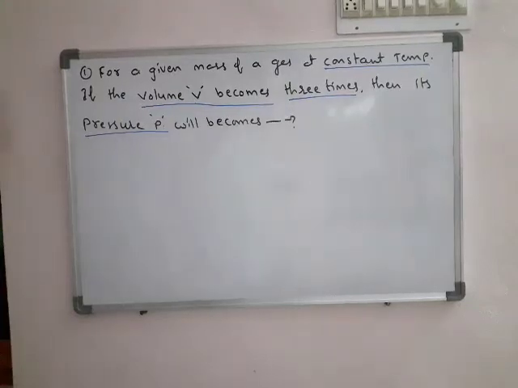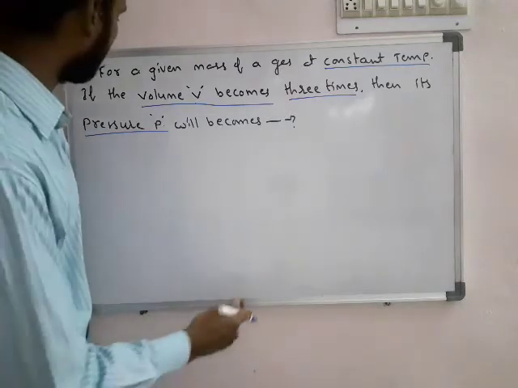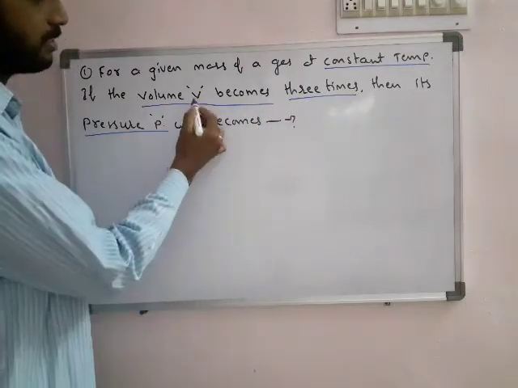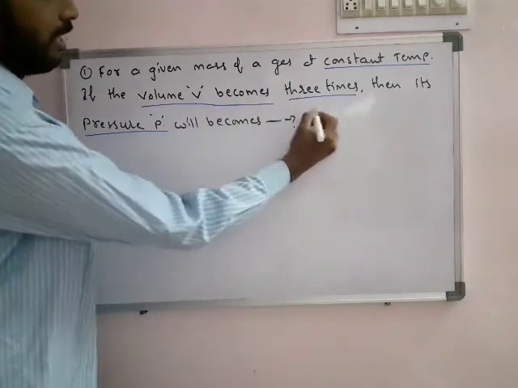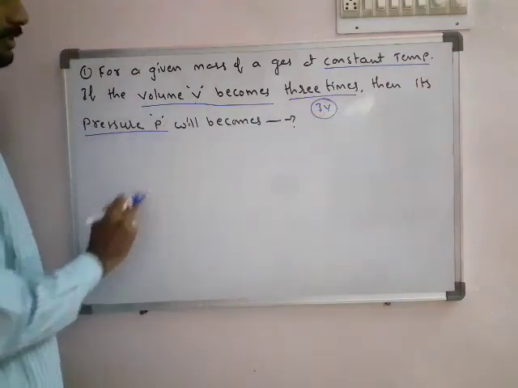So now we see the problems based on gas laws. Okay, see the first one. For a given mass of a gas at constant temperature, if the volume V becomes 3 times, means V becomes 3V, then what is the pressure?